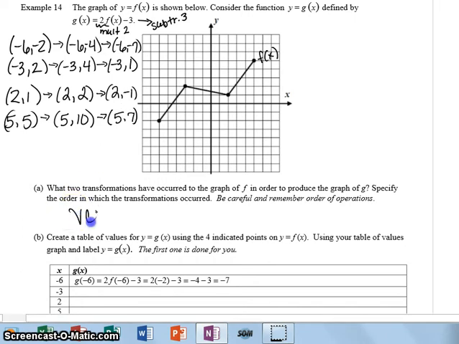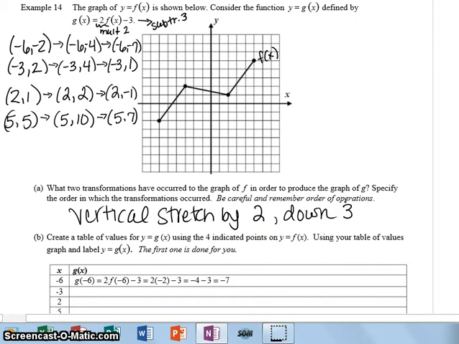Well, don't forget, it's a vertical stretch by 2. So when you multiply by 2, you're stretching it by 2 because it's a whole number. So it's considered to be a stretch. And then down 3. Okay, you could say vertical shift down 3 as well. So now when I do all those points, now it's really easy for me just to plot all those points. Okay?